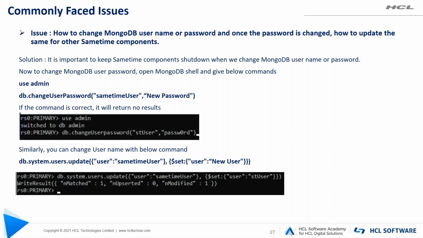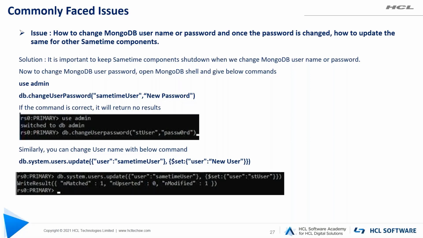While performing this activity, it is advisable to keep all Sametime components shut down. Once all the components are shut down, you have to use the commands to update the MongoDB username and password. To change the password, you have to use db.changeUserPassword as shown on the slide. sametimeUser is the username and the new password is the password you want to set. Here in the example, the new password is PISSW0RD. If the command doesn't return any result, that means it has run successfully.